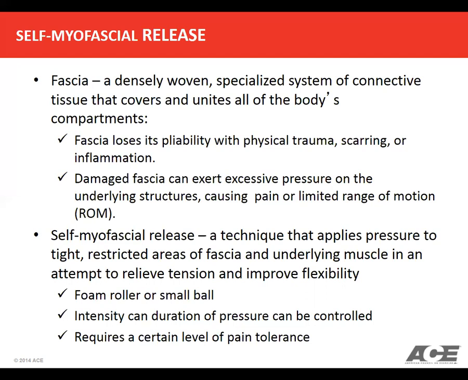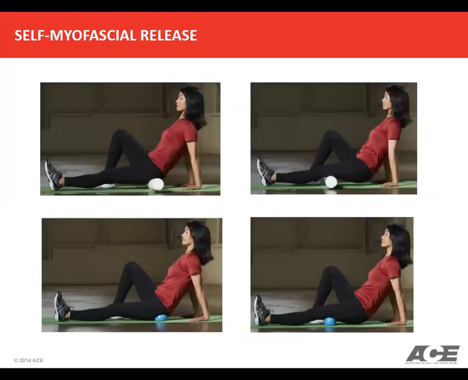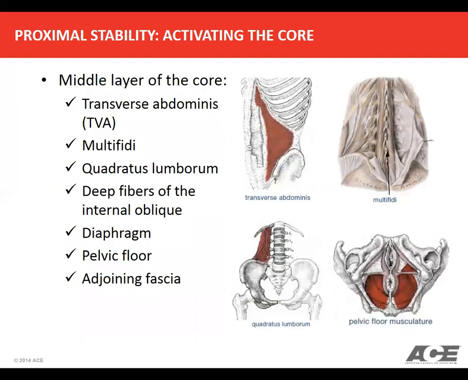Self-myofascial release applies pressure to tight restricted areas of the fascia and underlying muscle in an attempt to relieve tension and improve flexibility. Again, whether or not it's releasing the fascia or you're rolling out tight muscle and everything else, or a combination of all that, is really probably a better and more accurate depiction of what's going on. Again, foam roller, small ball, you can control your own intensity. And again, it can be painful. So again, she's doing hamstrings and glutes using a foam roller and a ball.